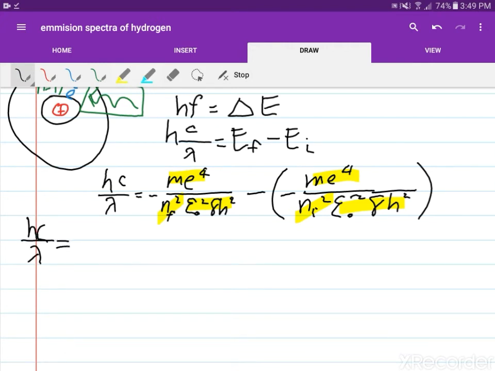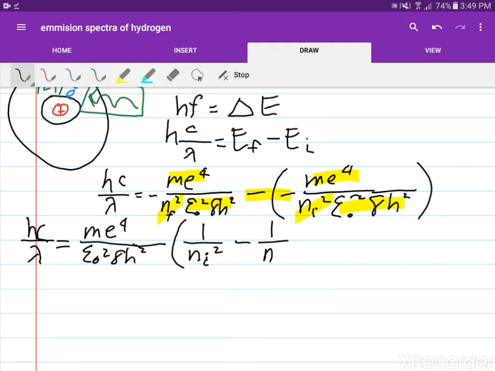So we have hc over lambda. Okay, so I will take out a positive sign here. So this will become m e to the 4 over epsilon naught square 8h square, and then we will be multiplying it by 1 over ni square, then minus 1 over nf square. So notice that the signs are reversed here.